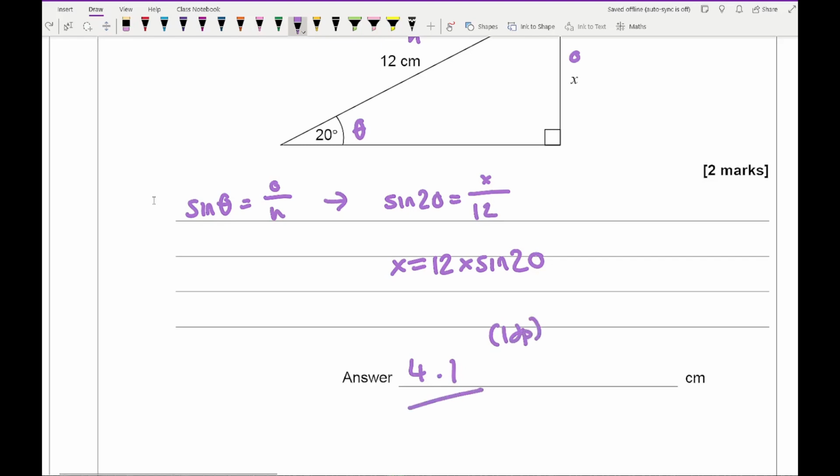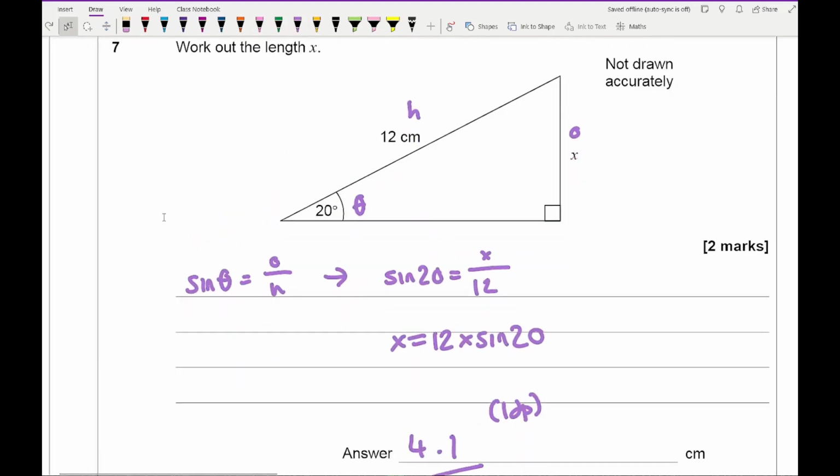Now again, if you have rounded your answer, always state what you've rounded your answer to. Worst case scenario, if your rounding's a bit dodgy, just copy the answer on your calculator.